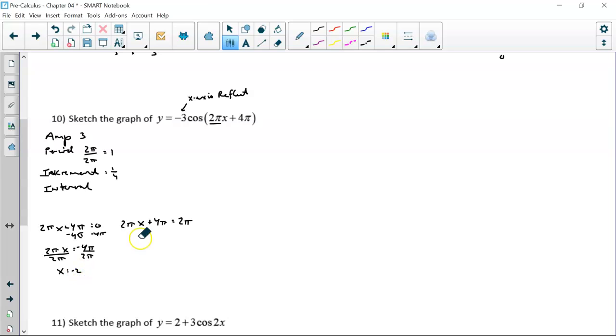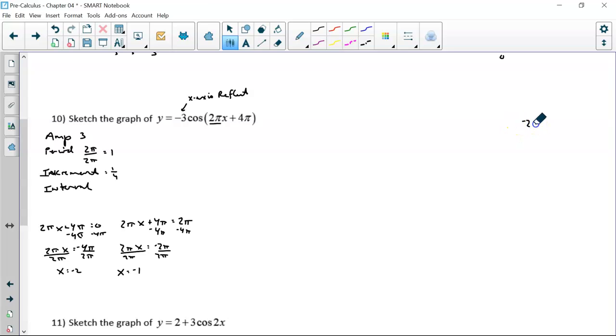And then subtract 4 pi from both sides. 2 pi x equals negative 2 pi. Divide both sides by 2 pi. X equals negative 1. So now, looking at this, we're starting at negative 2.